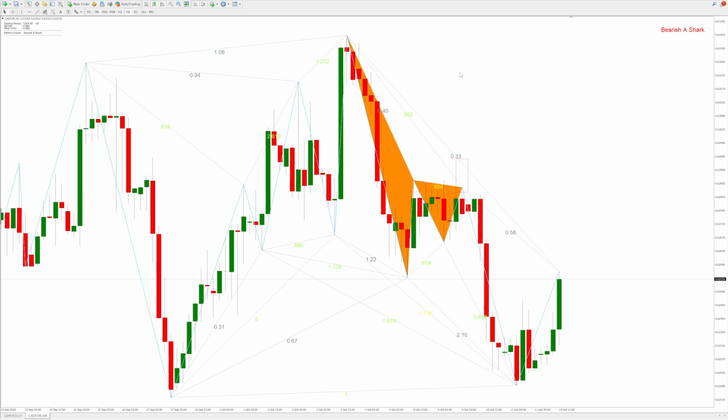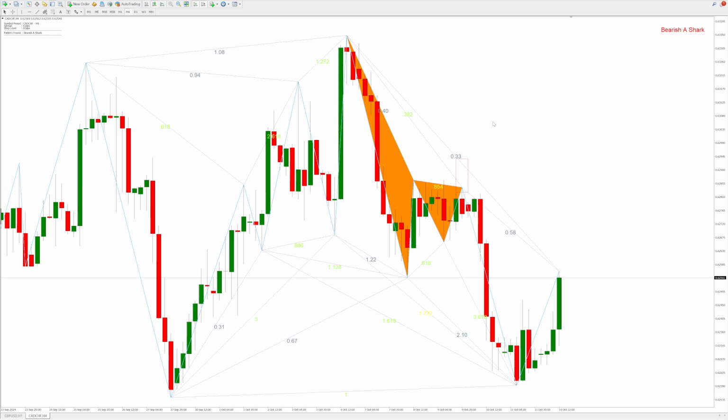As I said, if that all sounds a bit complicated and the lines just look like a load of gibberish to you, it doesn't matter. You can simply use an indicator that will plot these levels for you. However, I do think it is worth reading up. I have a few articles that I've done on harmonic patterns, including the bearish shark and the bullish shark pattern.